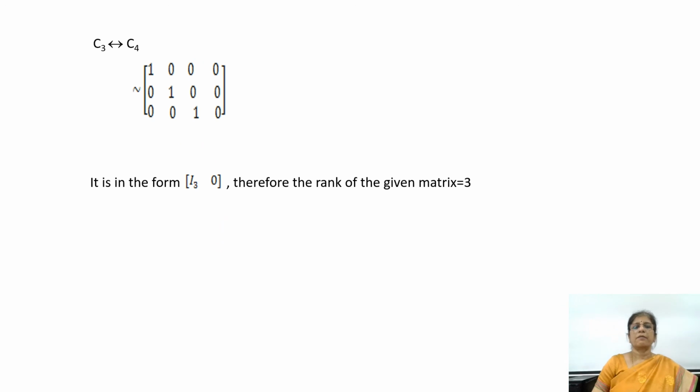But we can interchange C3 with C4 to bring it to one of the normal forms. This results in 1, 0, 0, 0, 0, 1, 0, 0, 0, 0, 1, 0. It is in the form of [I3 0]. You can look at that: the 3 cross 3 is an identity matrix and the last, fourth column is 0. Therefore, it is in the form of [I3 0]. Therefore, the rank of the given matrix is 3.